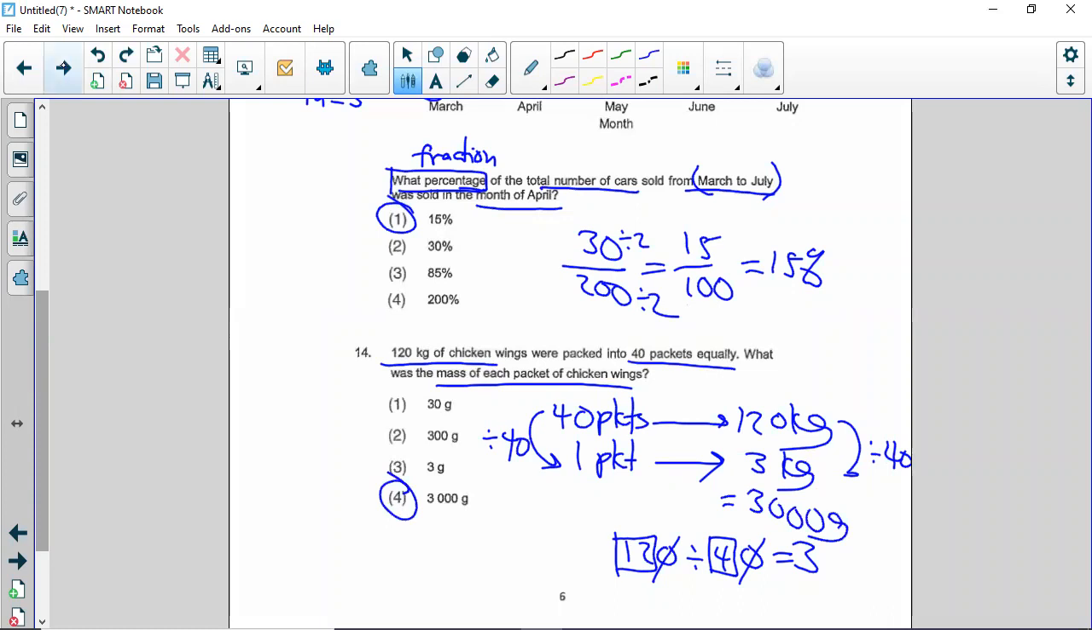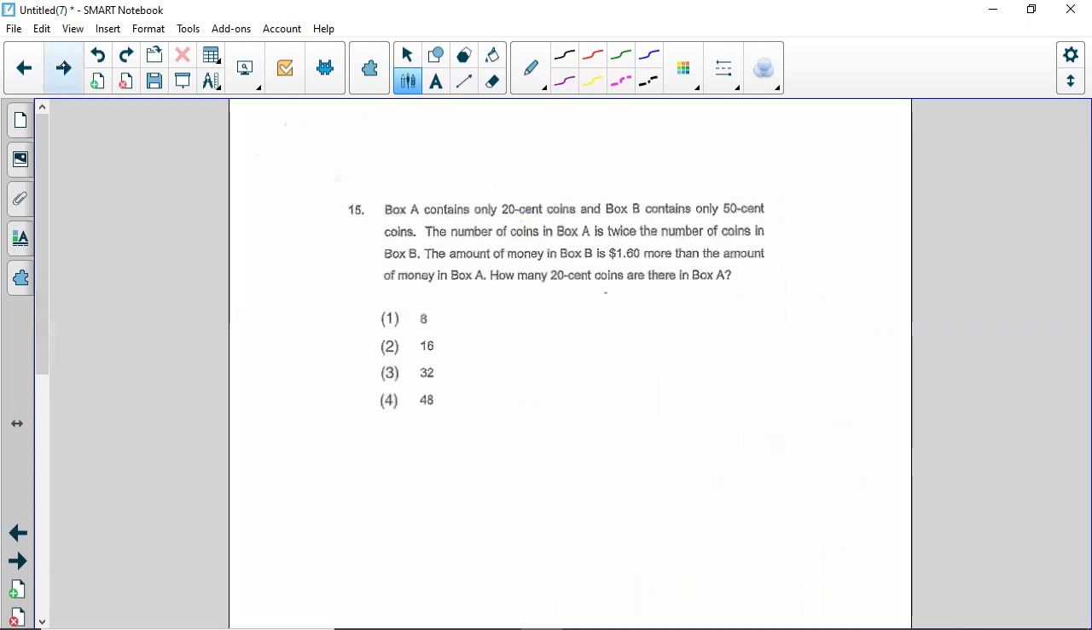Okay, question 15. Now it gets hard. When you think the question gets hard, how do you do it? You think of your methods. What methods do you have? Model drawing, assumption method, grouping method, systematic listing, excess and shortage.